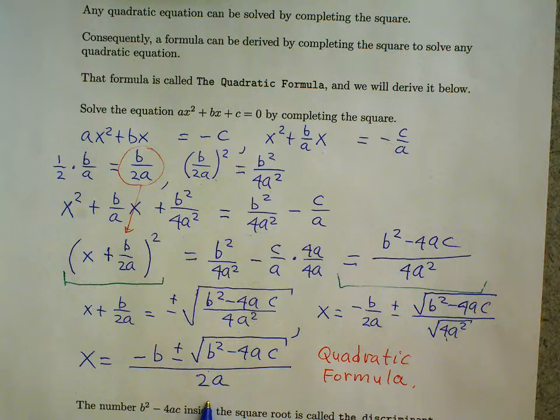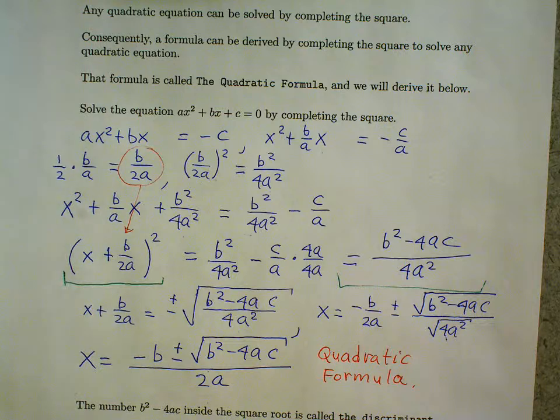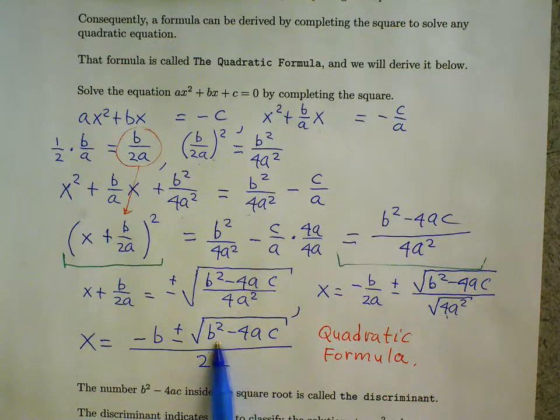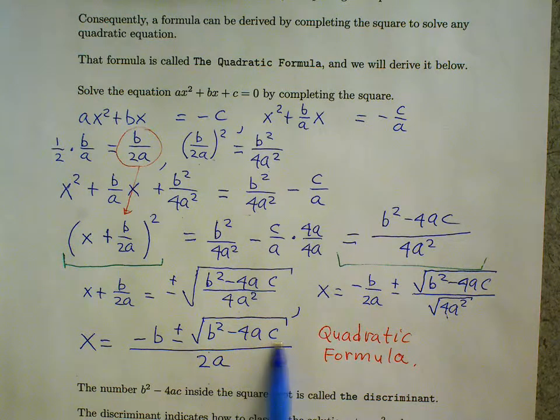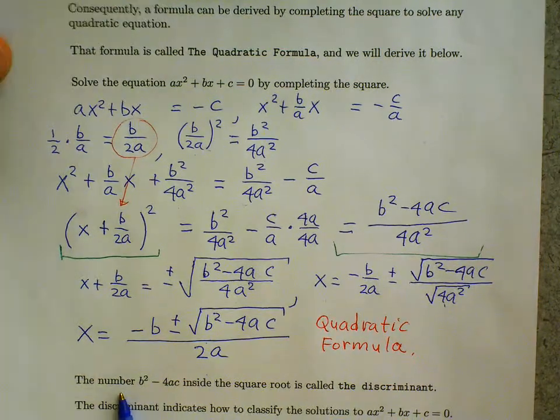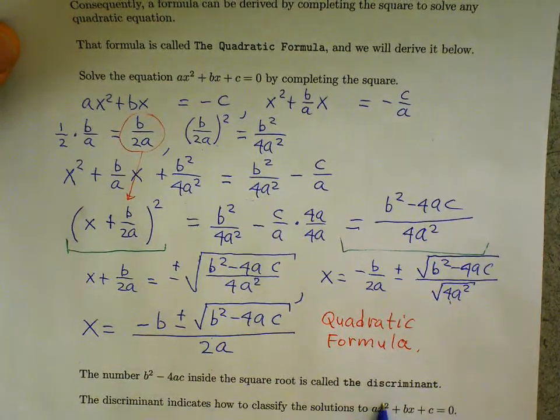Or the other alternative, you can solve any quadratic equation by completing the square method. So whichever of those you choose, make sure that you know exactly the process. Okay, next we'll talk about this number that's inside the square root, the b to the second minus 4ac. The number b to the second minus 4ac that's inside the square root is called the discriminant.